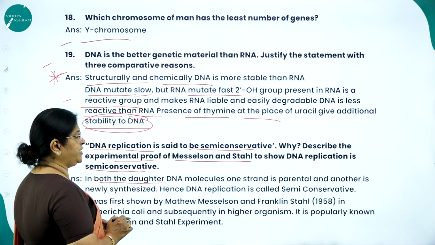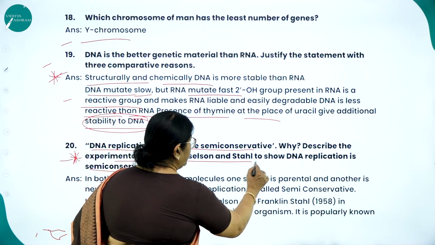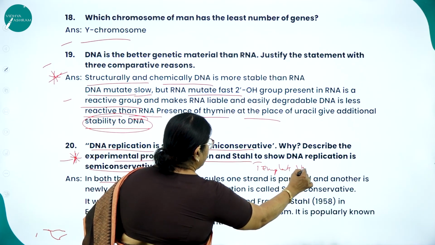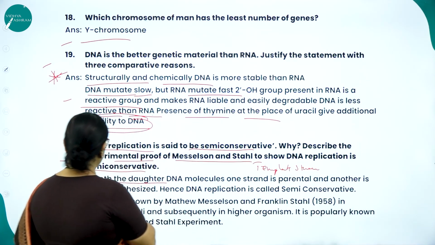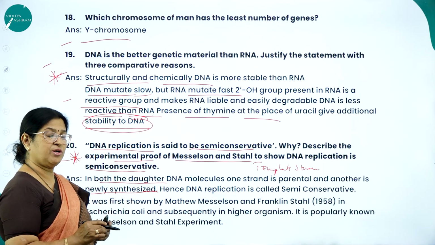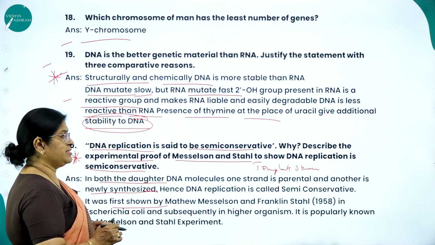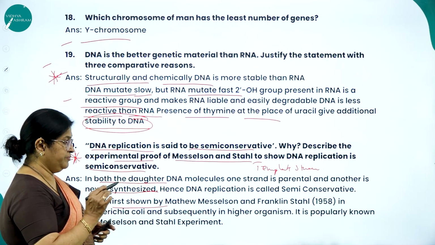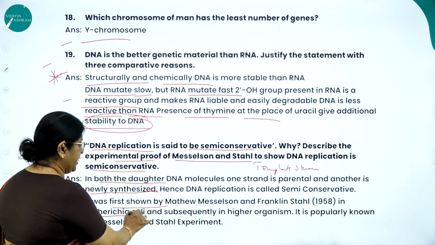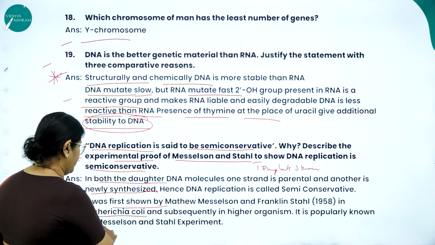In both the daughter DNA molecules, one strand is parental, which is otherwise called the template strand, and the other is newly synthesized. Hence, DNA replication is called semi-conservative. It was first shown by Matthew Meselson and Franklin Stahl in 1958 in E. coli, and subsequently in higher organisms. It is popularly known as the Meselson and Stahl experiment.